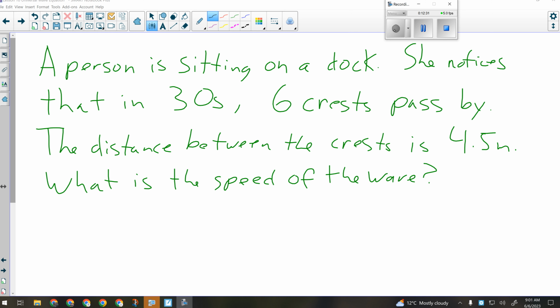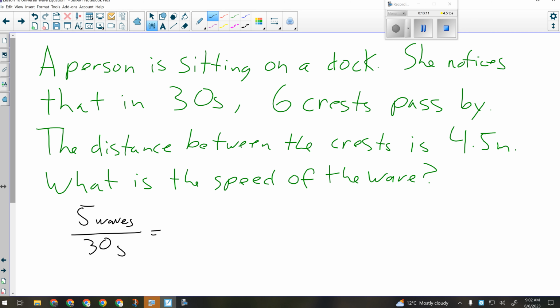Okay, so in this one here, a person is sitting on a dock. She notices that in 30 seconds, six crests pass by. Okay, what can I find with that? I can find frequency or period, whichever one, okay? But I have to remember that six crests means five waves. So in 30 seconds, five waves go by. So if I want cycles per second frequency, I'm going to go five waves divided by 30 seconds.